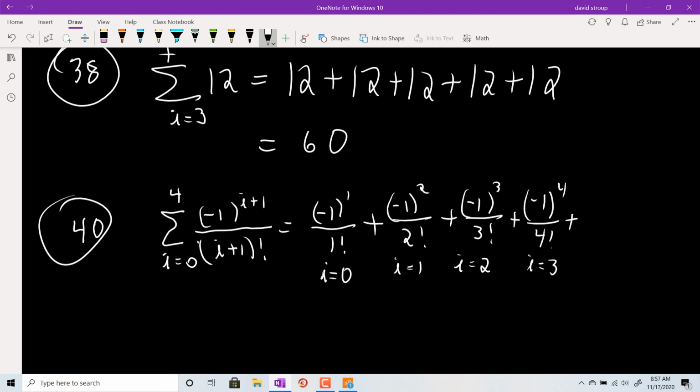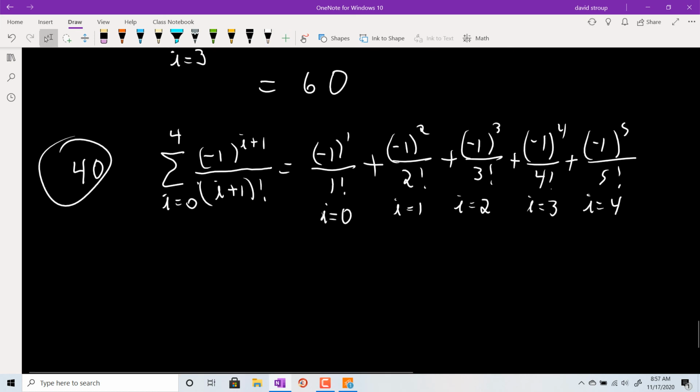And then plus let i equal 4, and we get negative 1 to the 5th, all over 5 factorial. Okay. So it's nice to have those indices there so you know exactly which one, and you don't accidentally undercount or overcount. Here you may think there's only 4 terms because the upper limit is 4, but no, there's 5, right? 0, 1, 2, 3, 4. 1, 2, 3, 4, 5 of them.